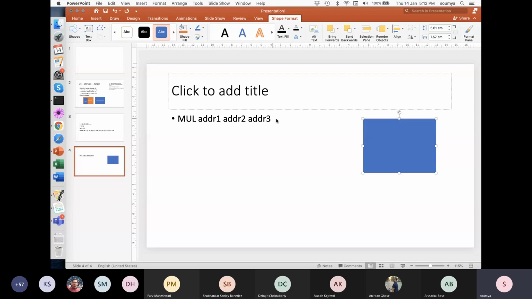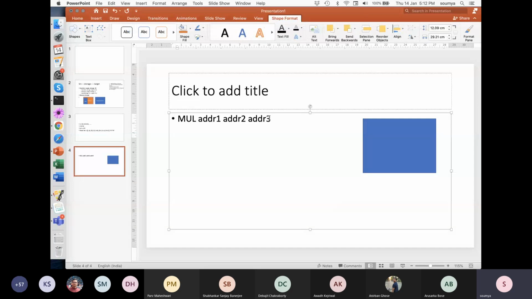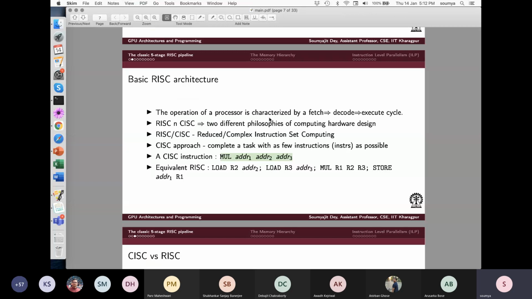Now, if I give this instruction, it means that I get to these individual addresses, get those values, do the multiplication and store the value in address 3. So this is a standard CISC instruction. Have you understood how this is equivalent to this RISC instruction?